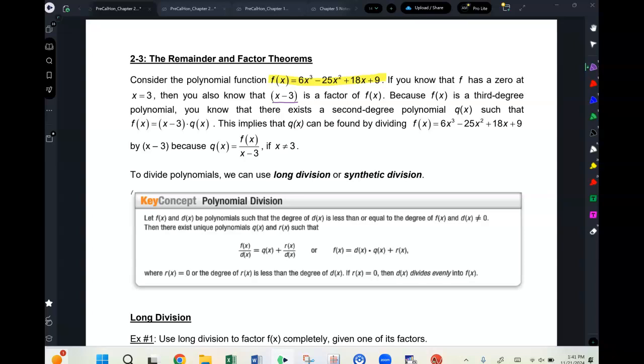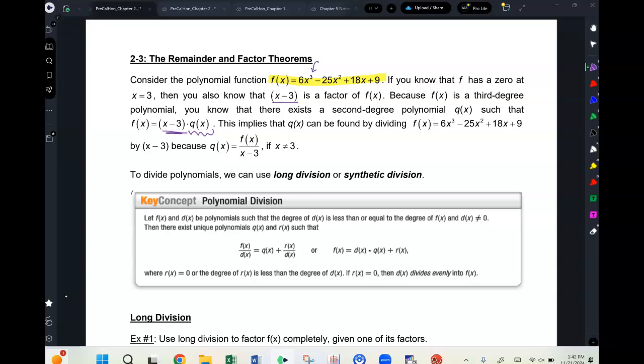Furthermore, we know that this has a degree of 3. So x minus 3 is a factor, and we know that this polynomial f of x is going to be x minus 3 times some other thing, right? And that other thing, q of x, has to be a quadratic, because this is a degree of 3, and x minus 3 times a quadratic is going to make it x cubed.